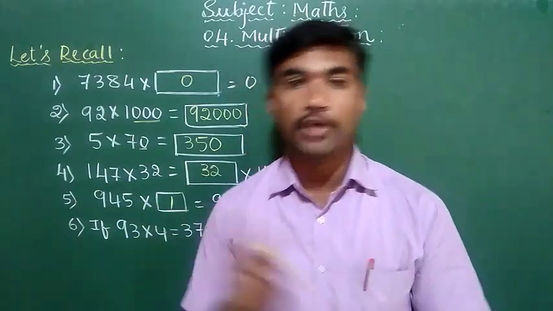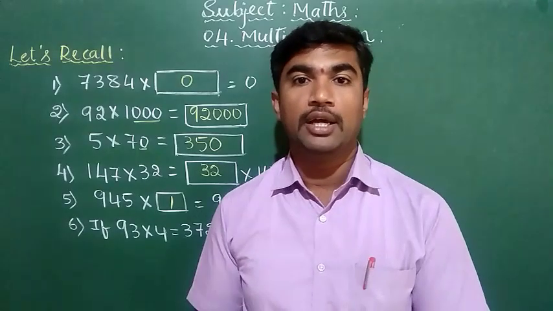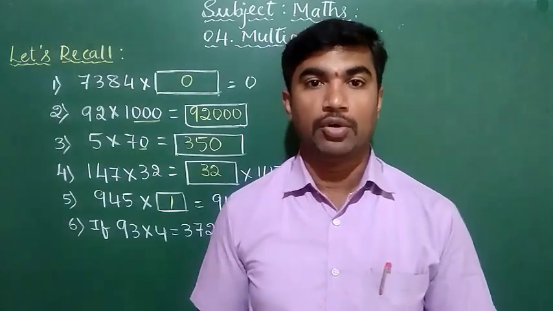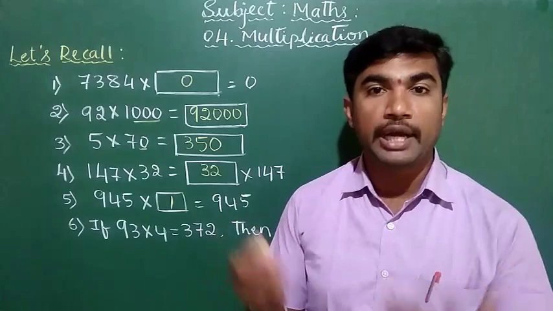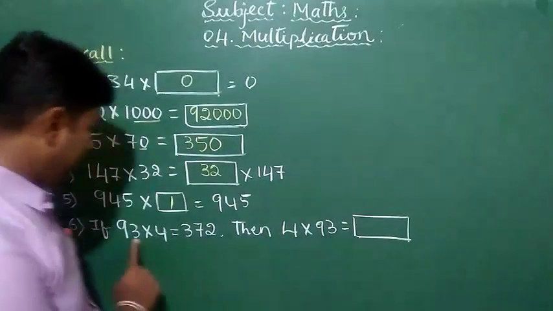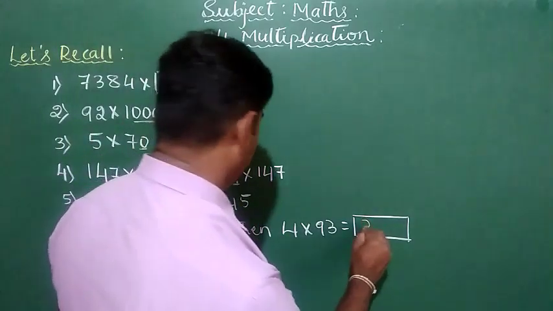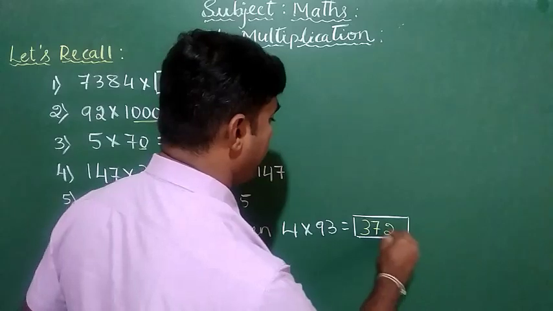2 into 4 is 8, 4 into 2 is 8. Or else 10 into 5 is 50, 5 into 10 is 50. Both are same, means we are getting the product same. Like that, here also the same. 93 into 4 equal to 372, 4 into 93 equal to 372.